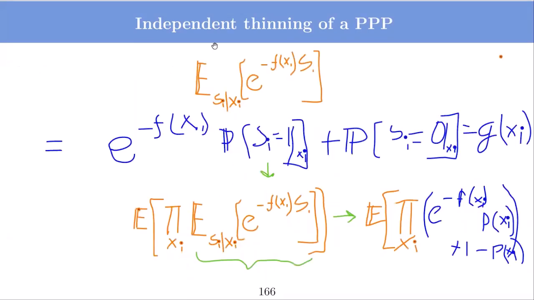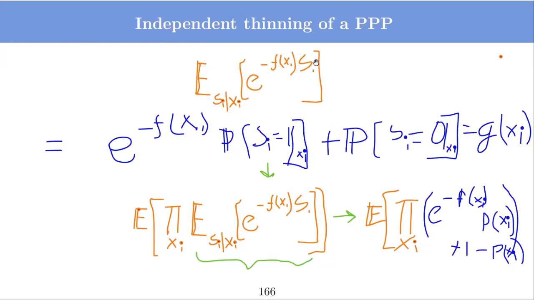So if you take this e to the power minus f(xi) si, given xi, this xi is constant, so this term is constant. The only random variable here is si. Now si takes two values, so the expectation of this is very easy to compute.